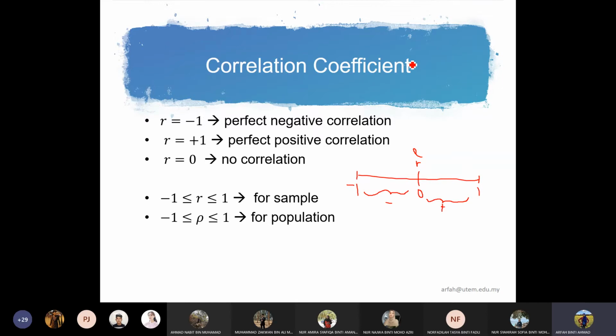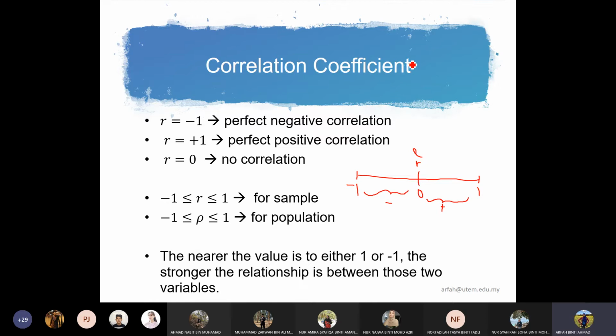Macam mana kita nak calculate nilai R? Dia akan menggunakan sum of squares, macam yang awak kira masa chapter 5. Ada SSA, SST, SSE. Okay. So the nearer the value is to either 1 or -1, the stronger the relationship is between those two variables. Okay. So makin hampir kepada 1 atau -1, makin kuat relationship between those two variables. Okay. So done lah.